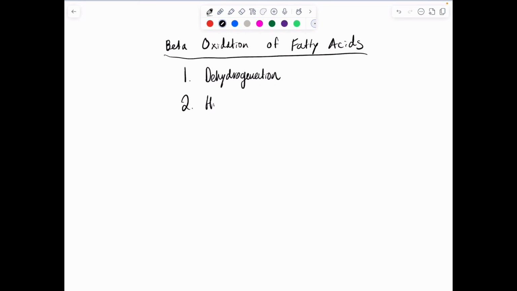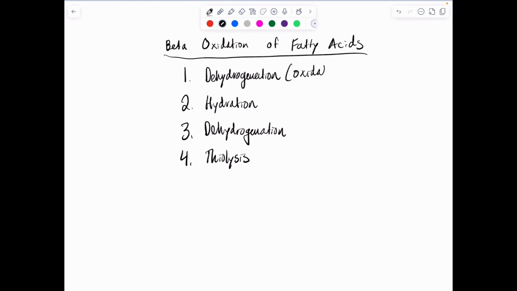Next, we have hydration, and then dehydrogenation again. And finally, thiolysis. So first of all, dehydrogenation, another way to name this and talk about it is oxidation. So you will be losing electrons, and you will see we'll go from something that is a saturated carbon-carbon bond to unsaturated double bond carbon-carbon.